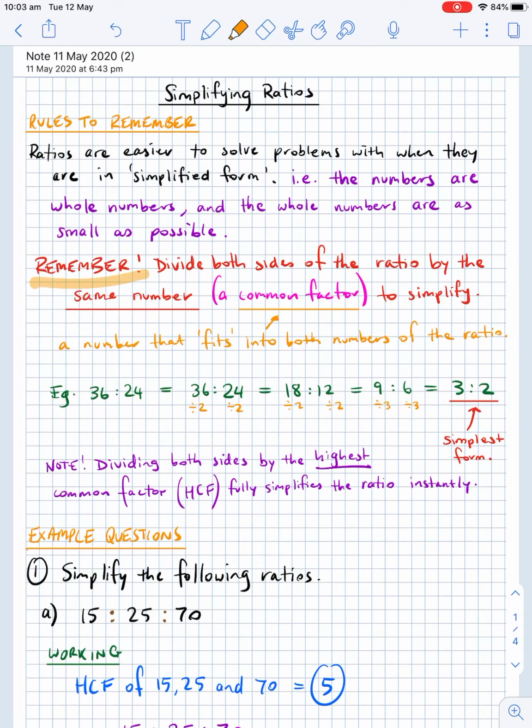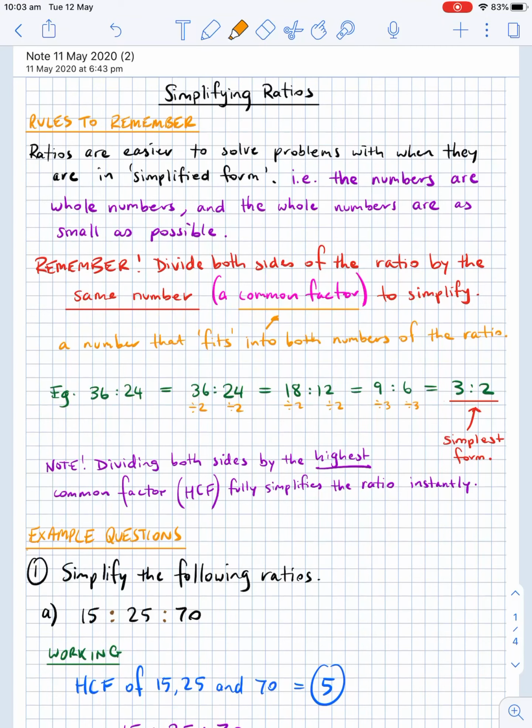So you need to remember that you need to divide both sides of the ratio by the same number, a common factor, to simplify. So you have to think to yourself, what number is a common factor to both parts of your ratio? That means a number that fits into both numbers of your ratio. Really similar to fractions. You have to think what fits into both numerator and denominator.